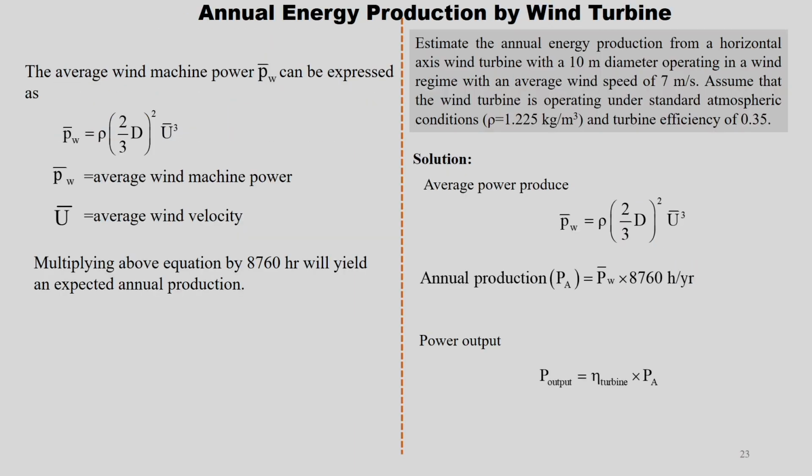Okay. And then the average wind power P w bar can be expressed as P w bar, which is equivalent to rho of 2 by 3 d whole square u bar cube.